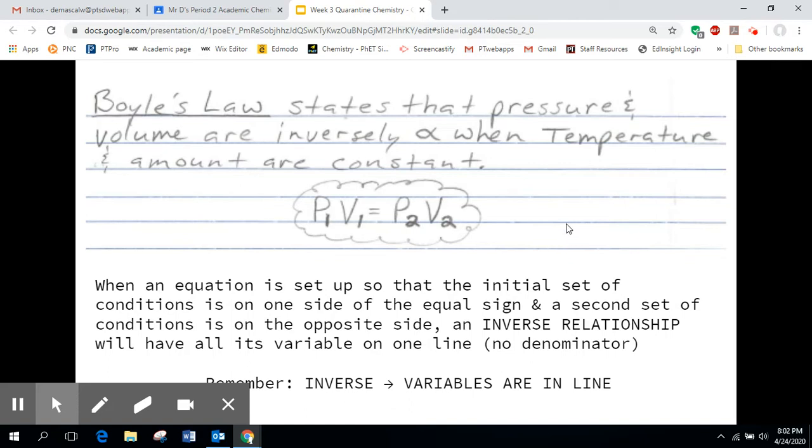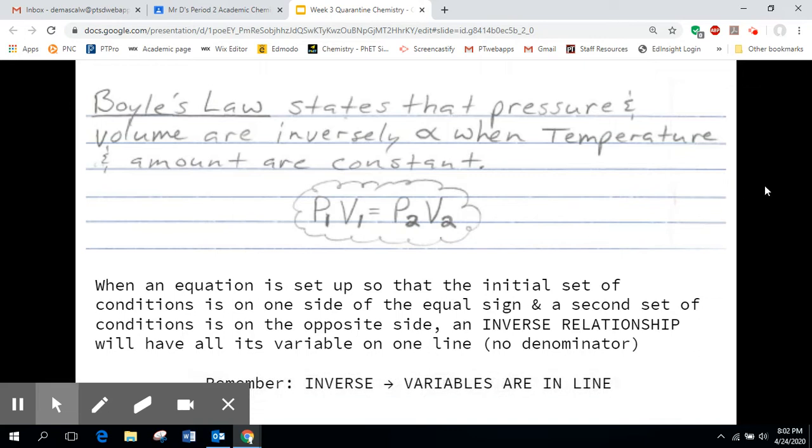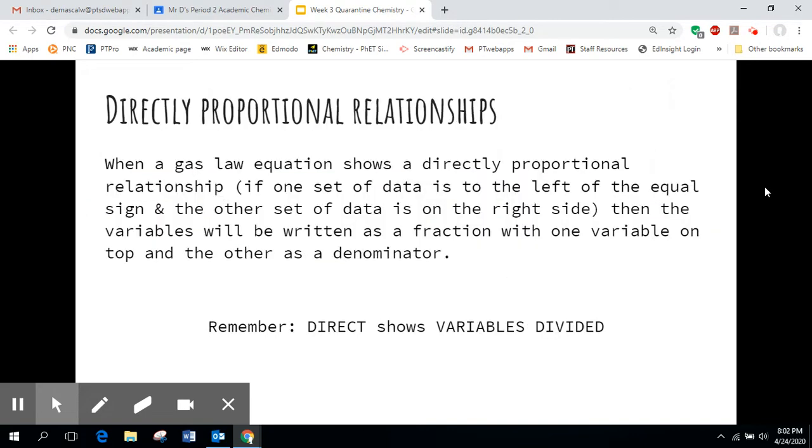When the equation is set up so that you have one set of data, one pressure and volume set, on one side and the second set on the other, if everything's in line, there's no denominators. If everything's in line, then it is inverse. So that's just a way that you can figure out your relationship from your equation. So remember, inverse variables are in line, no denominators.